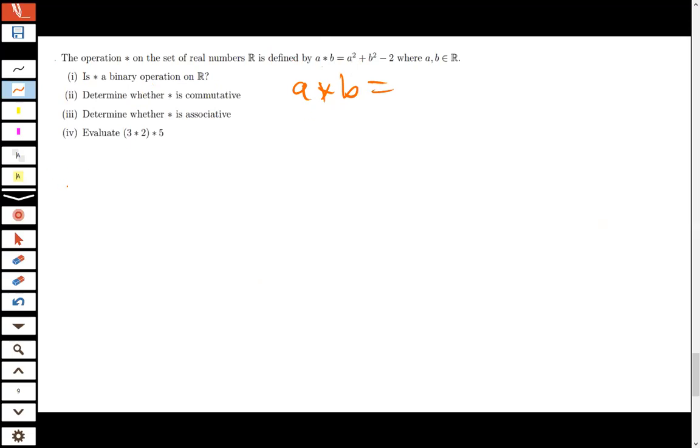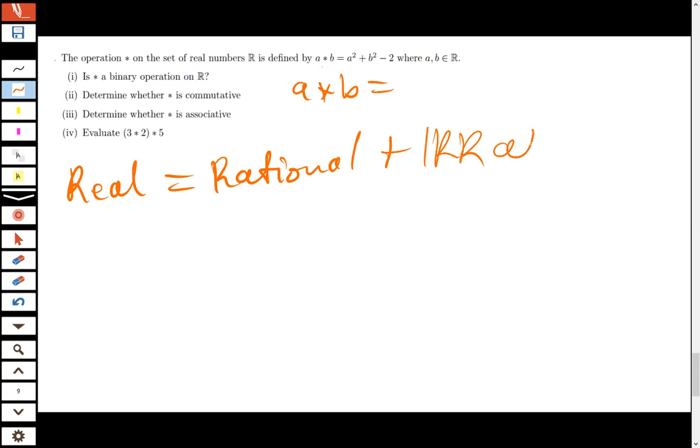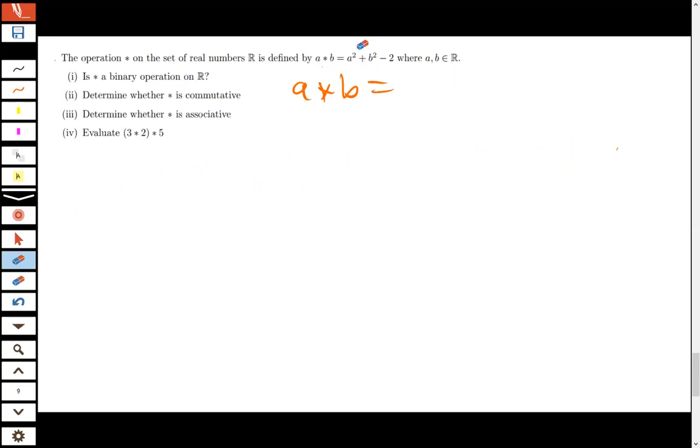Remember what we defined a real number. We said a real number is simply just a set that is formed when you add rational numbers and irrational numbers. When you add rational numbers and irrational numbers, what you get is simply just a set of real numbers. So in other words, there is no probability of you making this expression undefined, because apart from real numbers, the other number that you can find outside the set of real numbers is just something that is undefined.